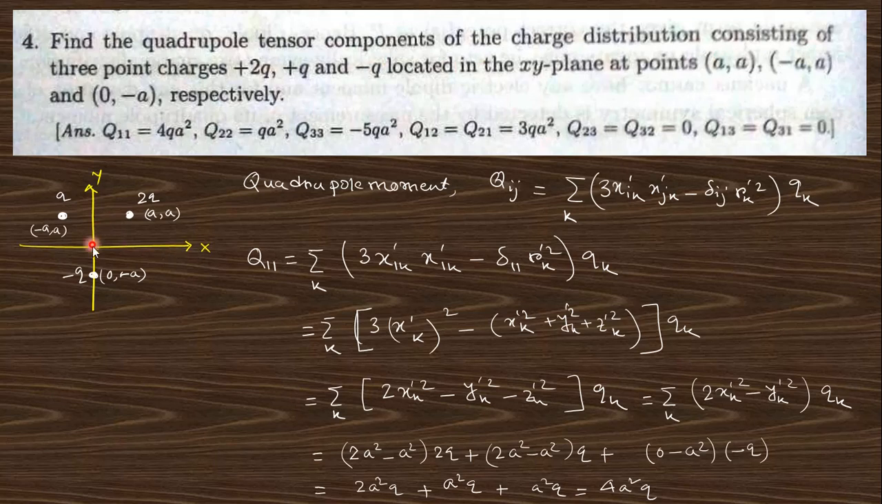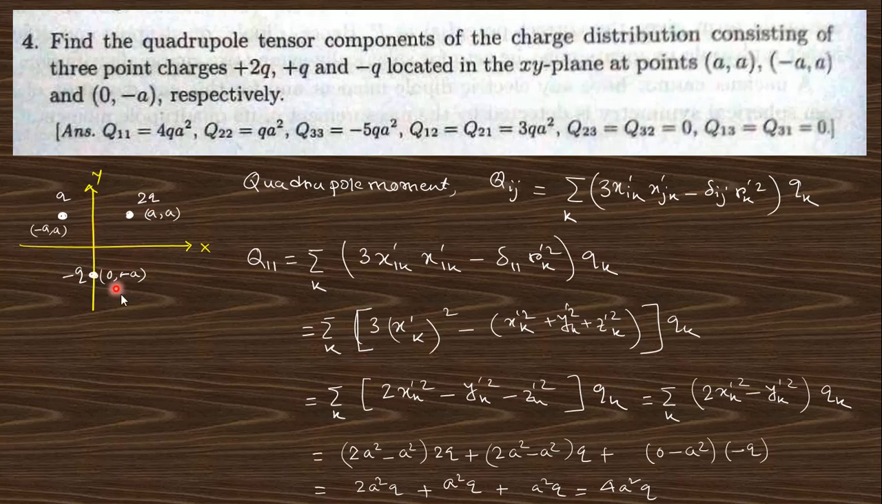Next question. Find the quadrupole tensor component of the charge distribution consisting of the 3 point charges located at these points. You need to find the quadrupole, right? So the quadrupole component is nothing but Σ (3 x_i x_j minus delta_ij r_k square) q_k. If you take i and j as 1, so 1 1, this is x square plus y square plus z square, and this is 3x square. So finally you get 2x square minus y square minus z square times q_k.